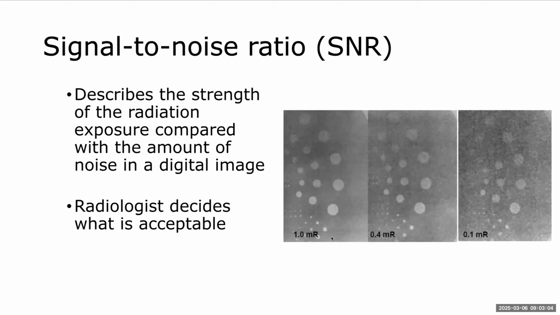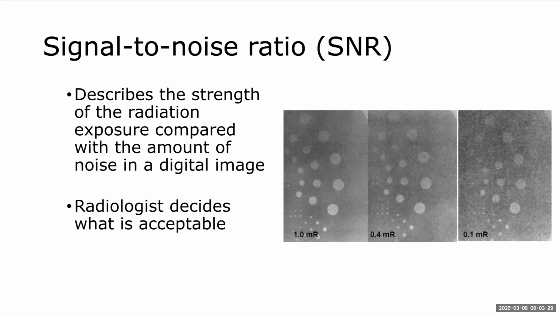Okay, signal to noise ratio describes the strength of the radiation compared with the amount of noise. So it's literally just a ratio. Your radiologist is going to decide how much noise they're willing to accept in an image. On this example, you can see that the higher mR dose to the IR creates a better image. The signal is higher to noise.